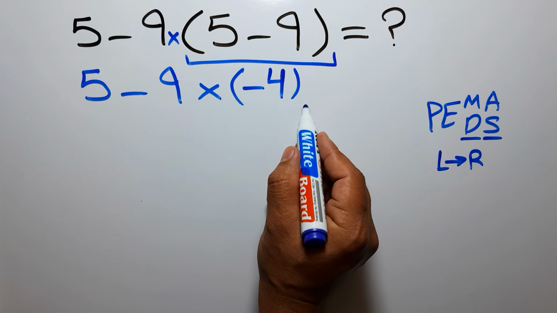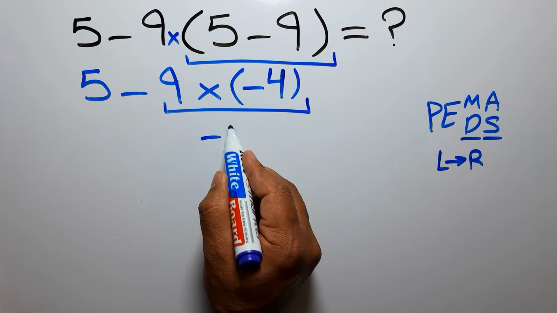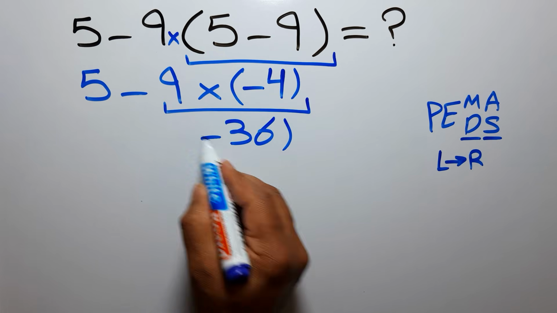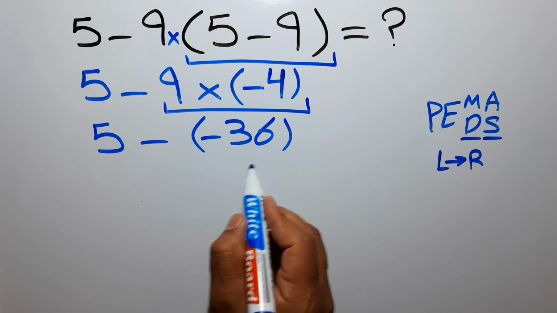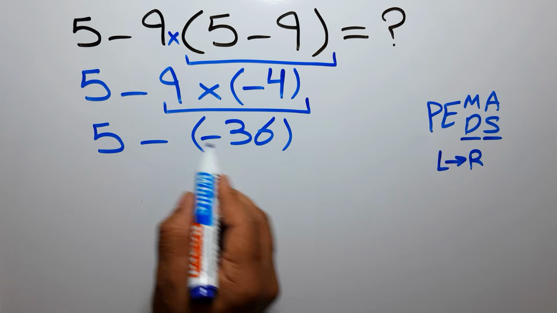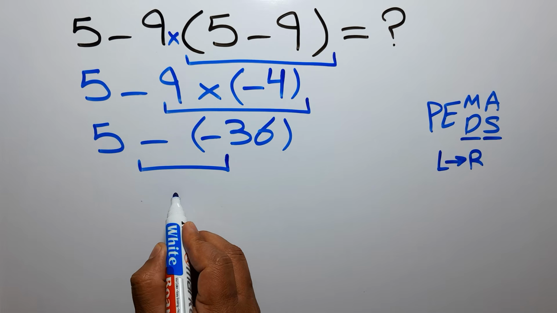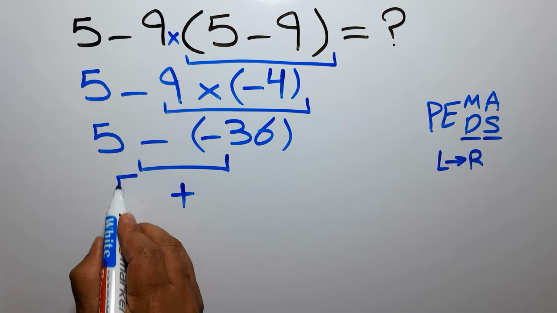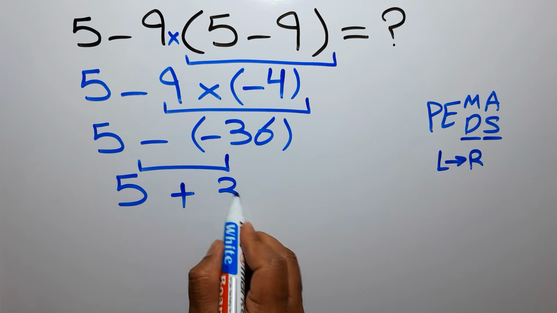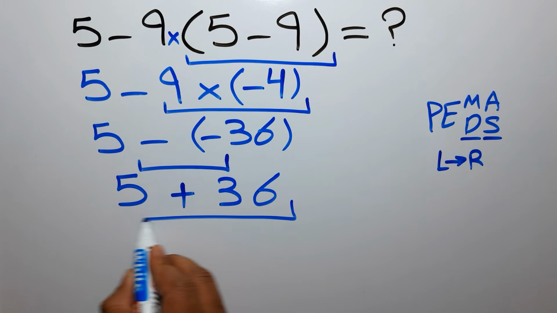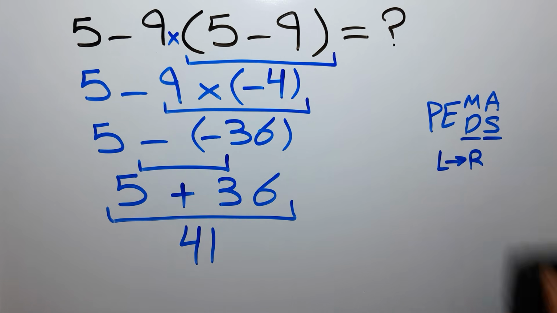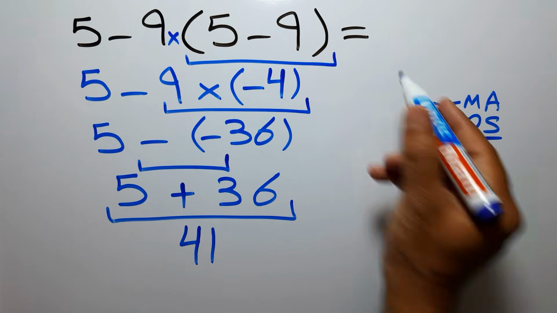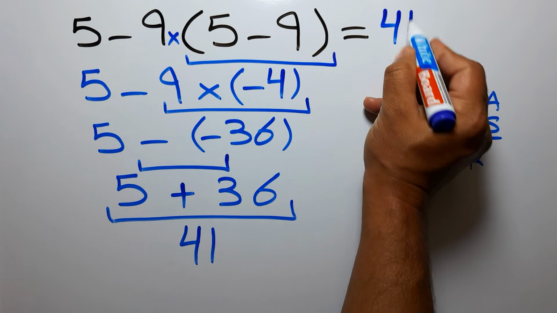9 times negative 4 gives us negative 36. So we have 5 minus negative 36. Now negative times negative gives us positive. So we have 5 plus 36, which equals 41. And this is our final answer to this problem. The correct answer is 41.